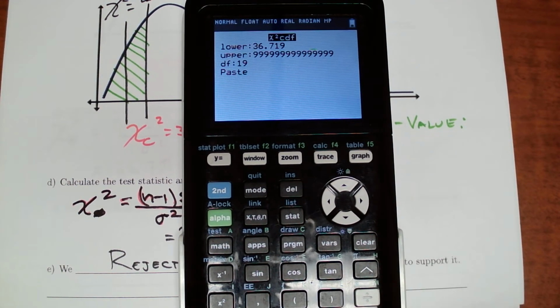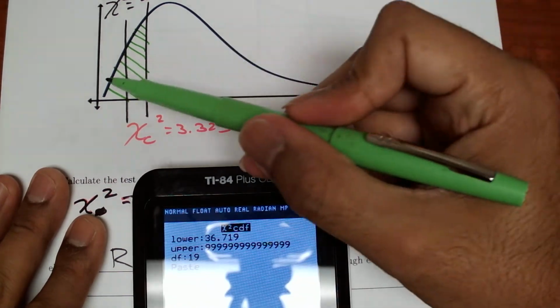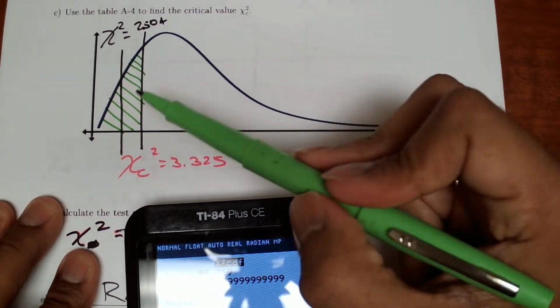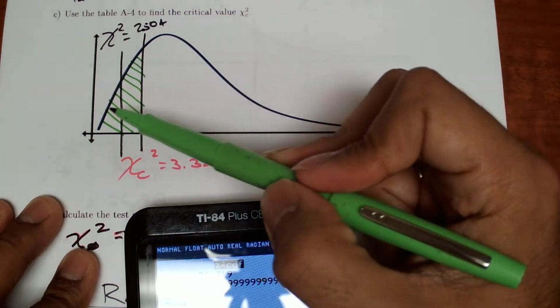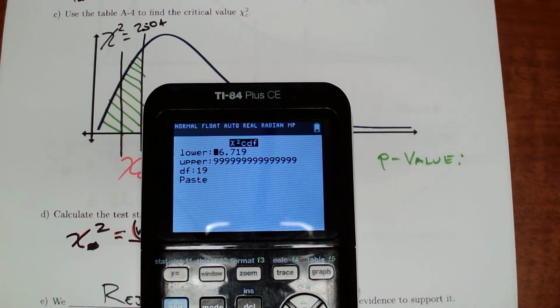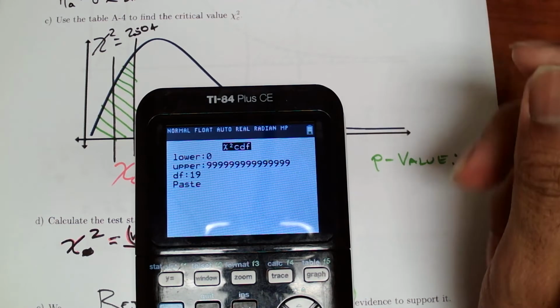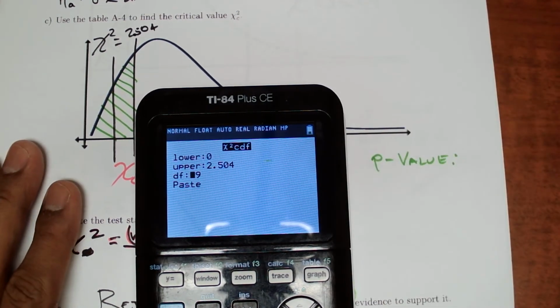one thing to recall is that the normal distribution went all the way from negative infinity to positive infinity. That one was a symmetric distribution with respect to the mean. This is not a symmetric distribution, and also the lowest value of the distribution is not negative infinity. For this distribution, the lowest value is 0 instead. So in this case, we're going to start at 0, not at negative infinity, and the upper value will be the statistic that we found, 2.504.